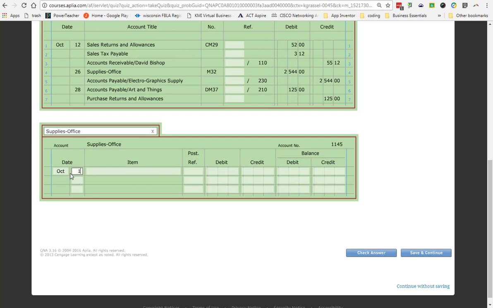What do we put in the item column? Balance. And we only do that if we're putting in the balance. And then that means we have to put a check mark in the post reference, and we have to determine supplies office, balance debit or credit.